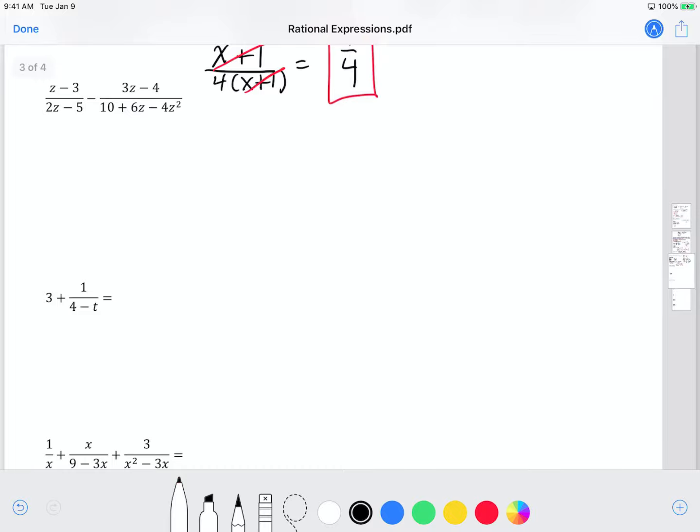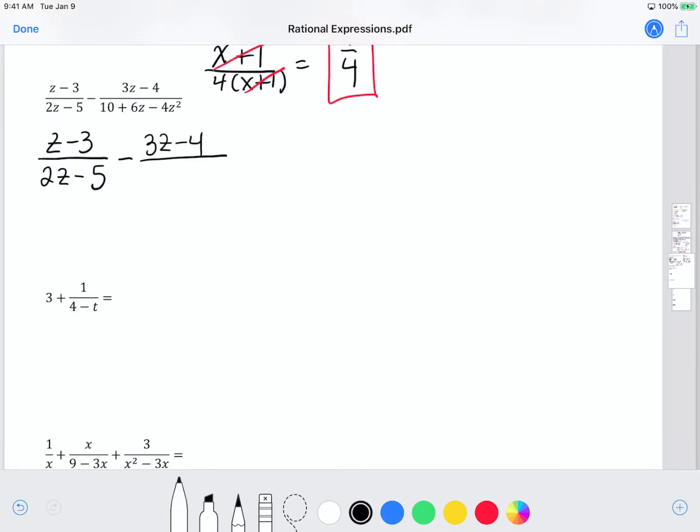Okay, my next example: I have z minus 3 in the numerator, and in the denominator I have 2z minus 5. That cannot be factored. So now let's move on to the second fraction. We have 3z minus 4 in the numerator, and then in the denominator we have 10 plus 6z minus 4z squared.